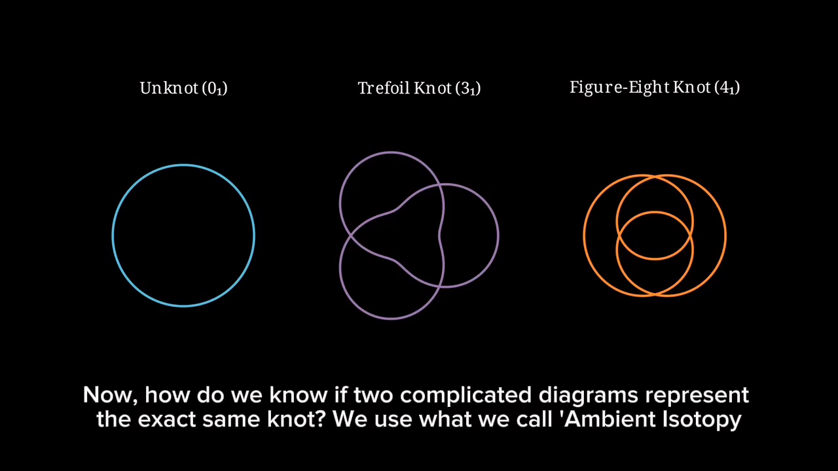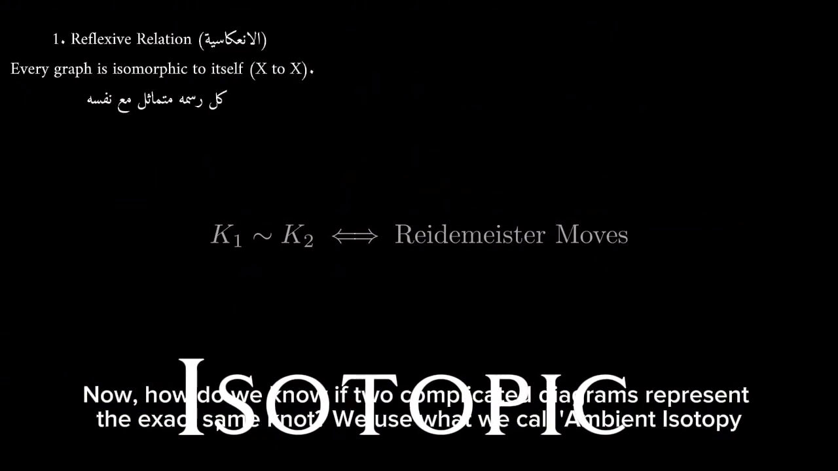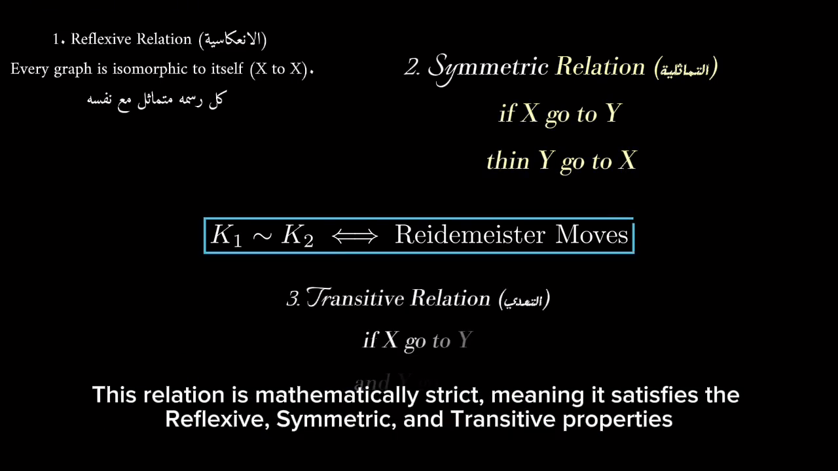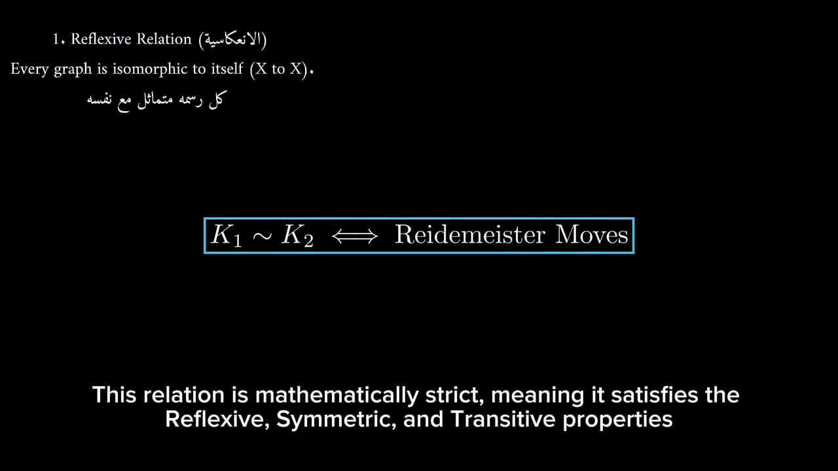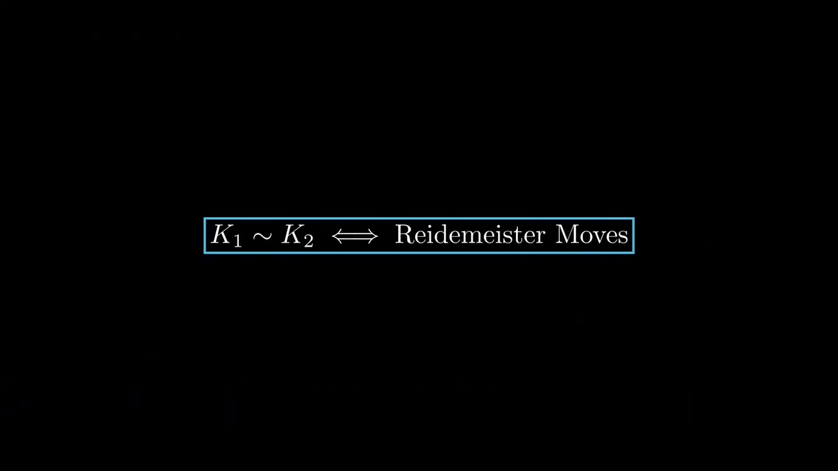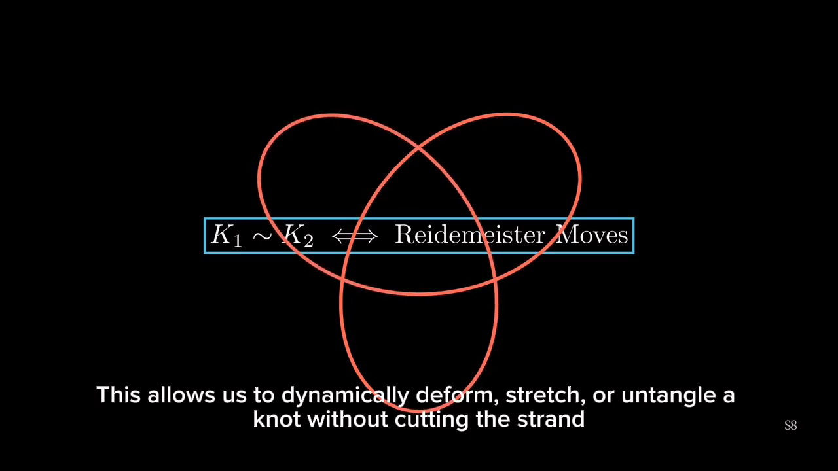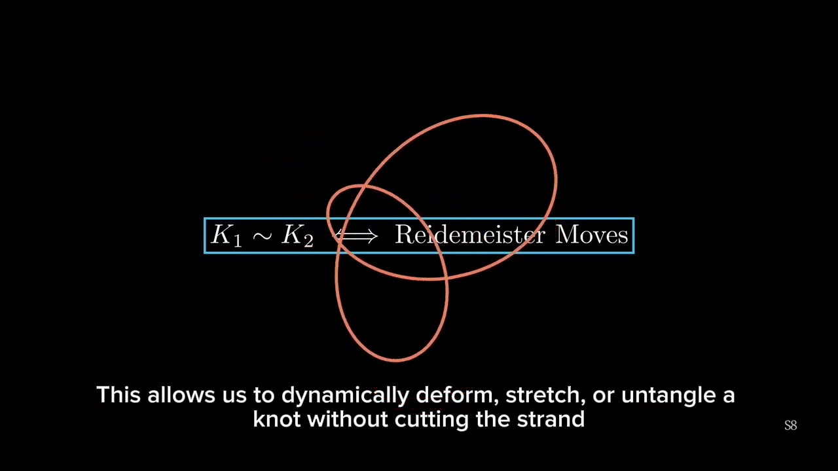Now, how do we know if two complicated diagrams represent the exact same knot? We use what we call ambient isotopy. This relation is mathematically strict, meaning it satisfies the reflexive, symmetric, and transitive properties. This allows us to dynamically deform, stretch, or untangle a knot without cutting the strand.